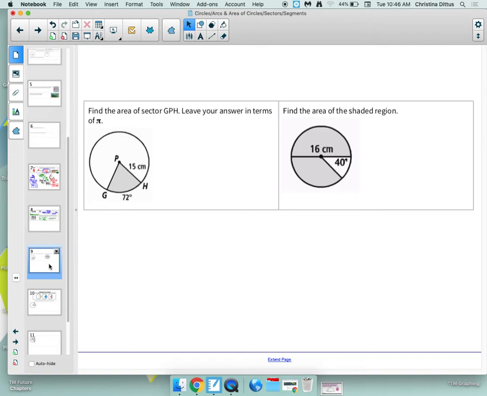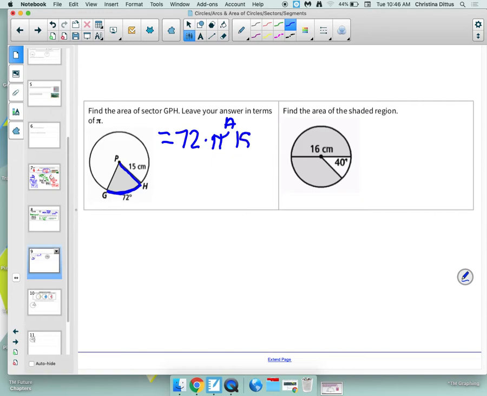But anyway. All right, so we're finding the area of our sector. Leave your answers in terms of pi. Thank goodness, that means we don't have to multiply it out. So the first thing I got is my degree measure for this arc is 72 times our area formula, pi r squared. In this case, my radius is 15 squared. That's not times 2, that's squared, kids. And then divide that by 360.